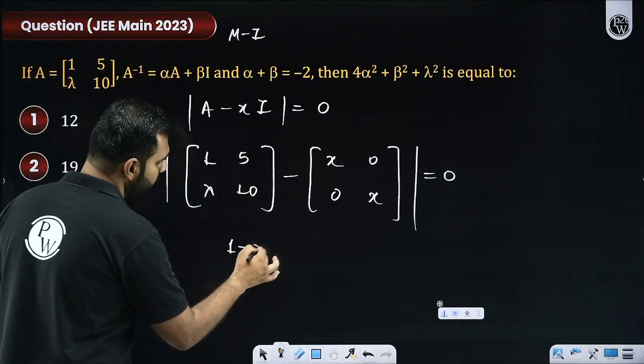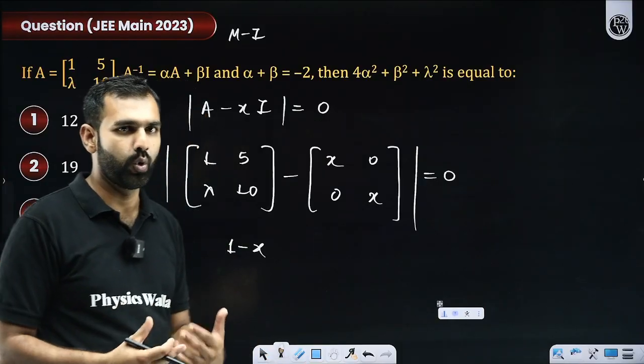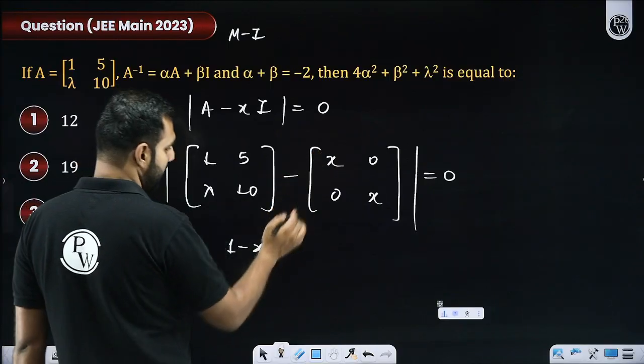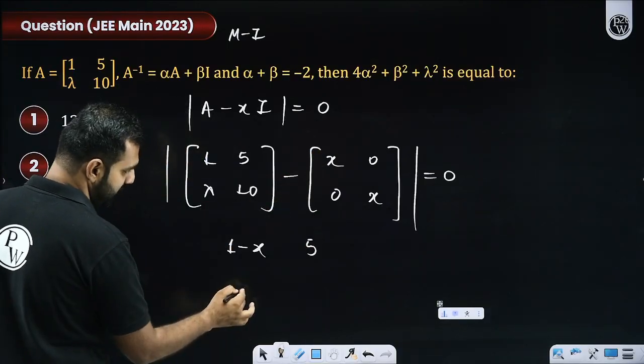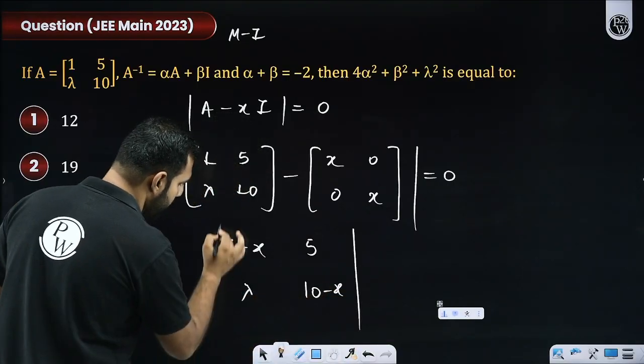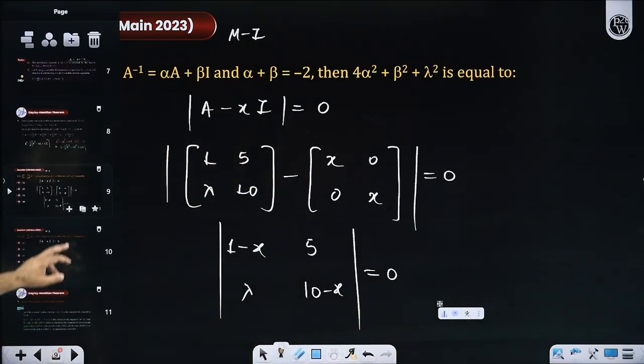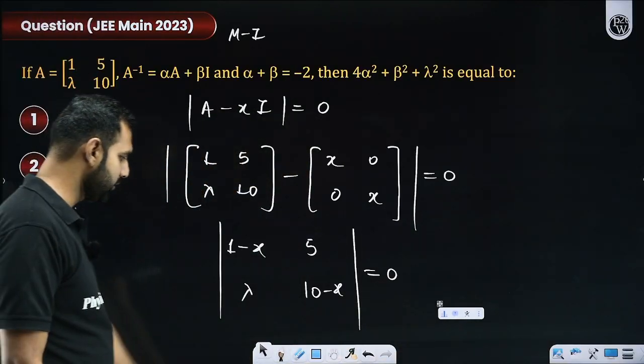This you should not write in two steps. This you can write directly. But since you are doing it for the first time, I'm writing it in a clearer manner. This is 5 minus 0, which is 5. This is lambda minus 0, which is lambda. And this is 10 minus x. This is what you should be able to write in one step only. You should not invest your time in writing this time and again. Everyone comfortably got this, all the participants?